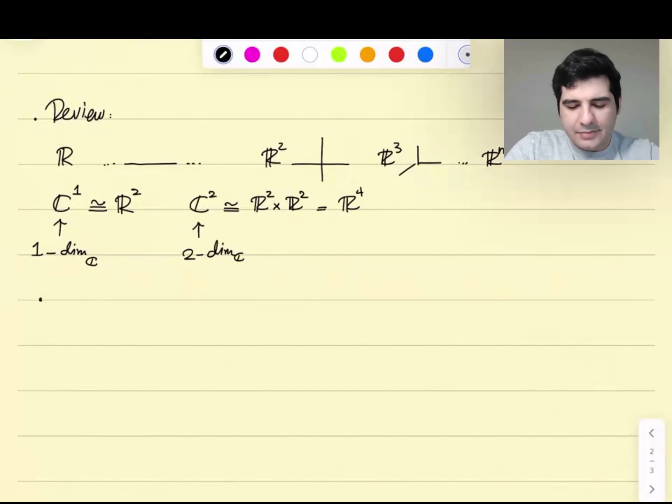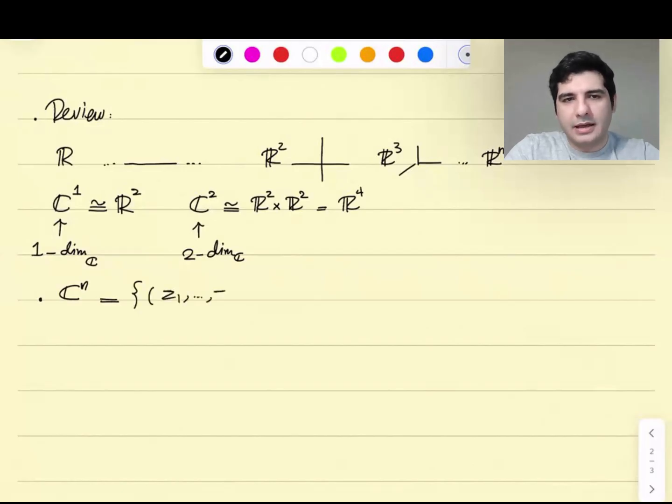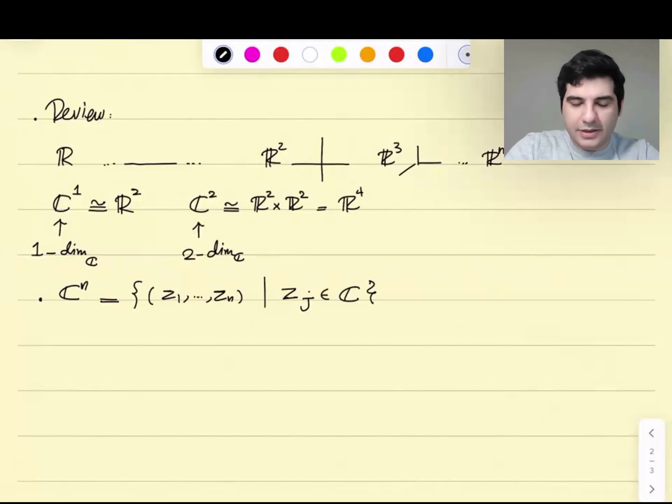And we learned in the same sense, we can define Cn to be the set of points z1 up to zn, where each zj from z1 to zn is a complex number. As a complex vector space, it's n-dimensional. As a real vector space, it's just R to the 2n, so it's 2n-dimensional. That's the first thing we learned.